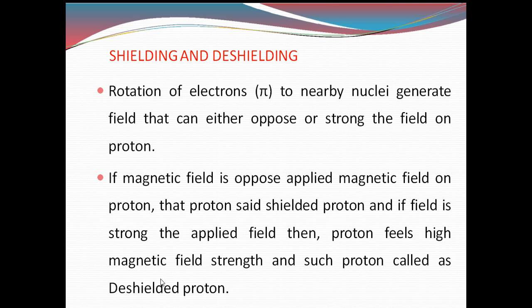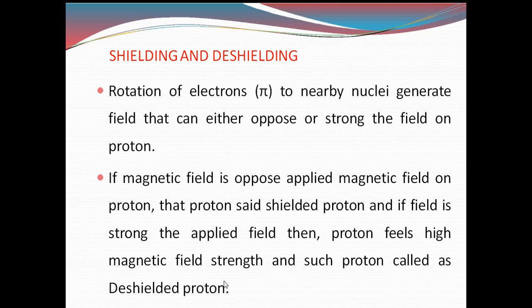the proton feels more secure, and it has more magnetic field, and then you have to apply a higher strength external magnetic field, isn't it? So if the field on the proton opposes the external magnetic field, it is said to be a shielded proton. And if the field is stronger than the applied field, then the proton feels a high magnetic field, and such a proton is called deshielded.